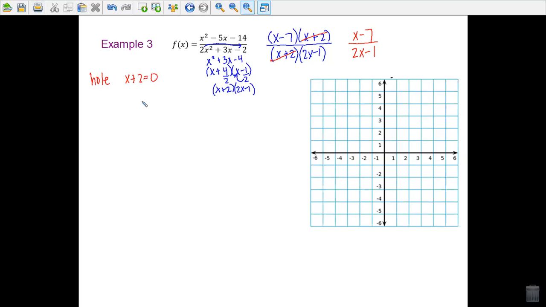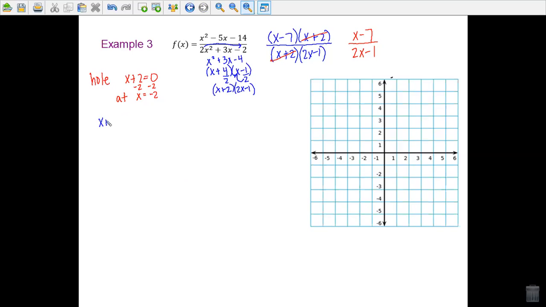So I have to take x plus 2 and set it equal to 0, and then to solve, I get x equals negative 2. So that means I have a hole at x equals negative 2. And then we're going to come back to that in a little bit. We're going to come back and do that at the end. So let's go back in order, find our other key features.